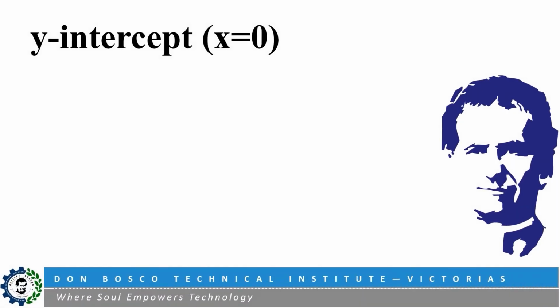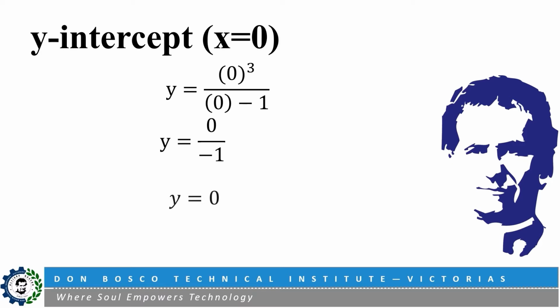To solve for y-intercept, x should be equal to 0. That means we have y is equal to 0 cubed over 0 minus 1. To simplify, we have 0 over negative 1, and simplifying this further is 0. The resulting equation now is y is equal to 0. Again, another y-intercept is located on our origin. So if you notice, once our x-intercept is at the origin, it also follows that the y-intercept may be located at the origin as well.